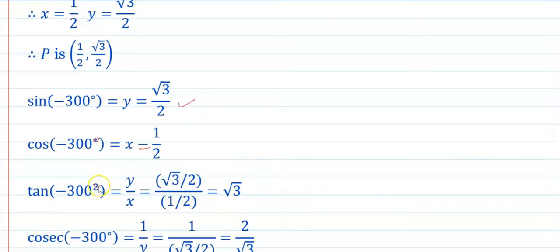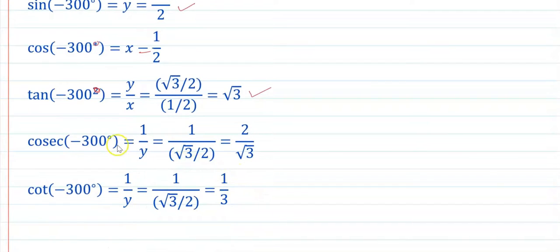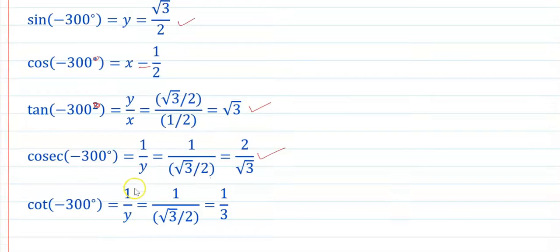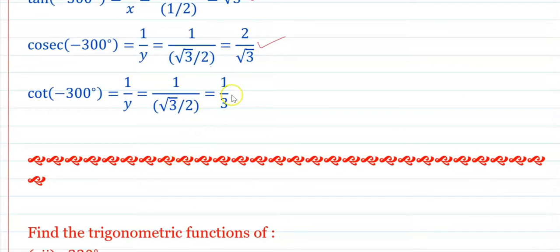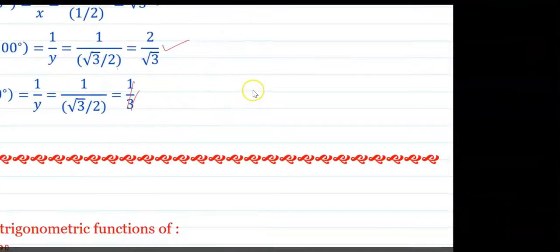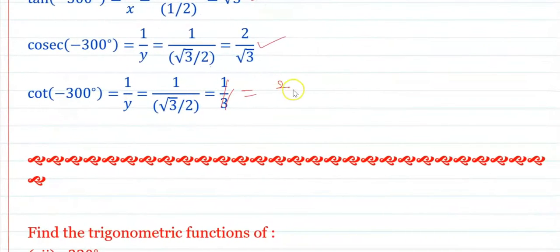Tan of minus 300 degree is equal to y upon x, that is root 3 by 2 upon 1 upon 2. You will get here root 3. Cosec of minus 300 degree is 1 upon y, which is 1 upon root 3 by 2, that is equal to 2 by root 3. And the last is cot of minus 300 degree, which is equal to 1 upon y. And what is y? y is root 3 by 2. If you simplify, then here you will get 2 upon root 3. And these are the values.